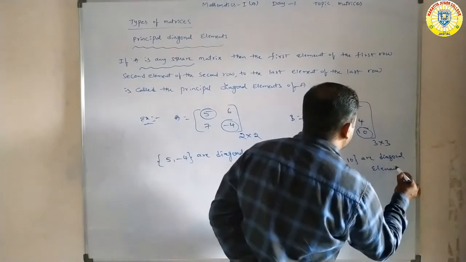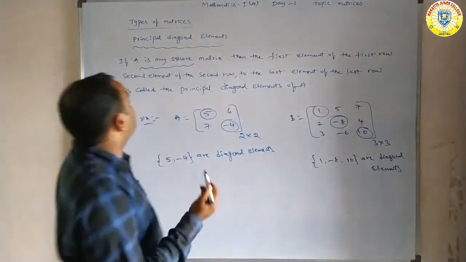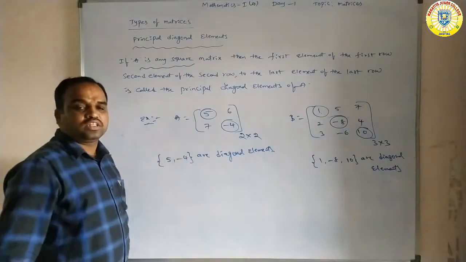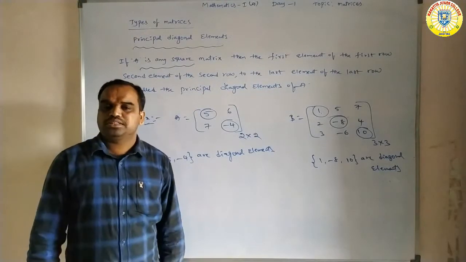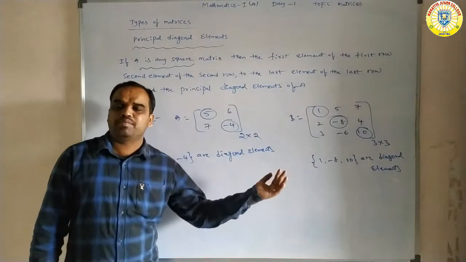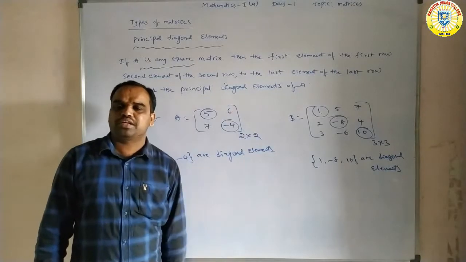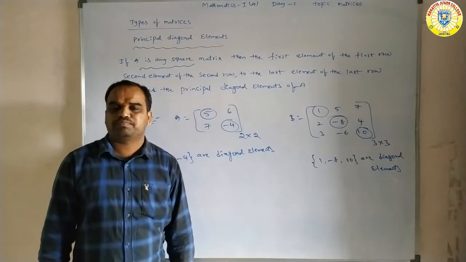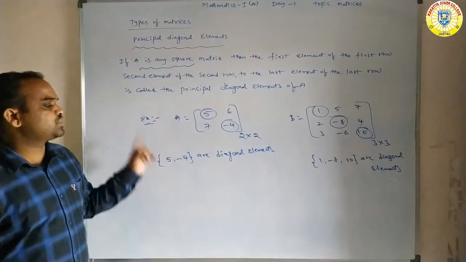Principal diagonal elements are diagonal elements, both are the same. What is the condition? The first element of the first row, second element of the second row, third element of the third row, to the last element of the last row is called the principal diagonal elements. All of you first write down this one.